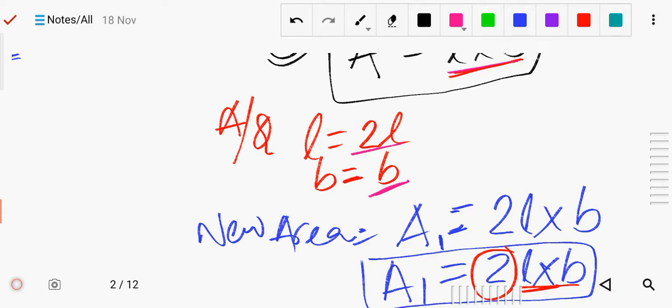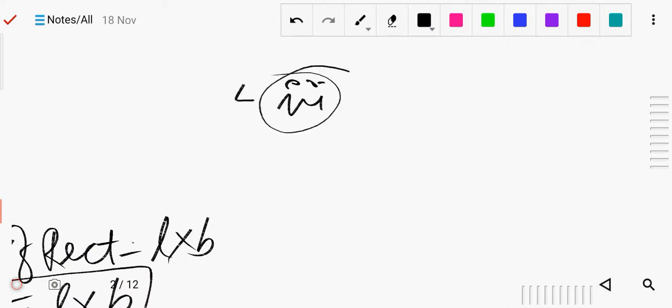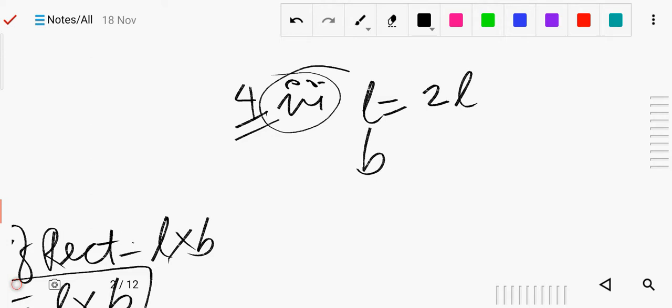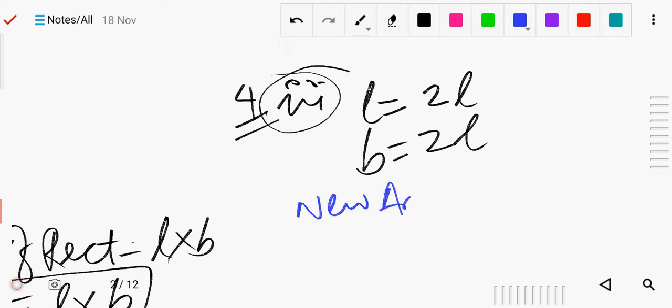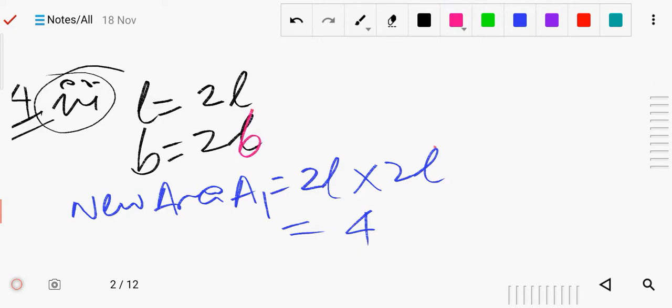Now the third one: if the length and breadth are both doubled. This is number 3 of question number 4. Here L is doubled, so it becomes 2L, and B is also changed, it becomes 2B. So the new area A1 is 2L into 2B, which is 4LB.